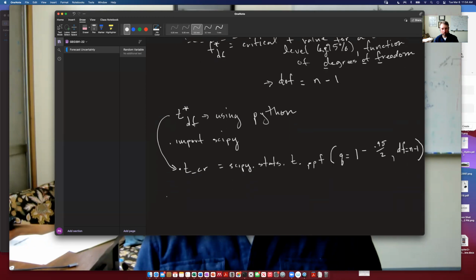And now I can write my mean, the real value of the mean, should fall between... we're going to call this the true value of the mean, x bar prime, should be equal to my sample mean plus or minus t crit times my standard error of the mean.